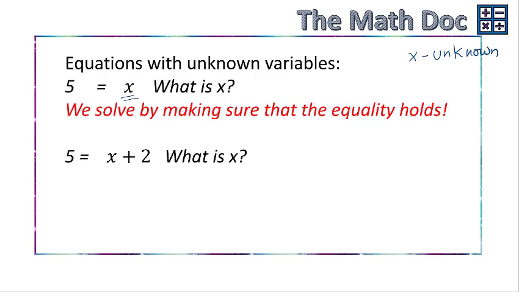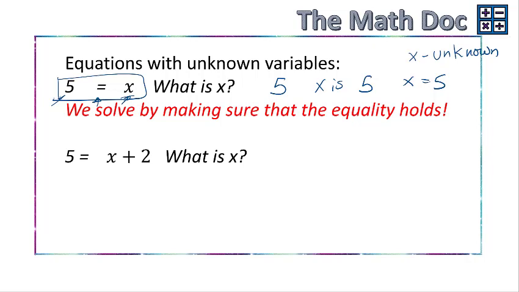Okay. Now, in this first example here, 5 equals x, we can ask the question, what is x? Because we know this is an equality. We know that the left has to be equal exactly to the right. So x has to be 5, right? X is 5. Or in other words, x equals 5. So this is pretty simple, right? It's obvious.